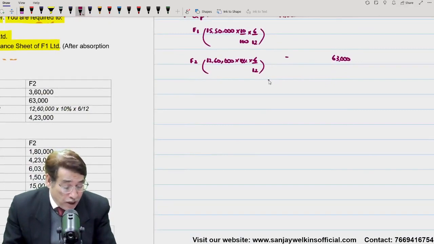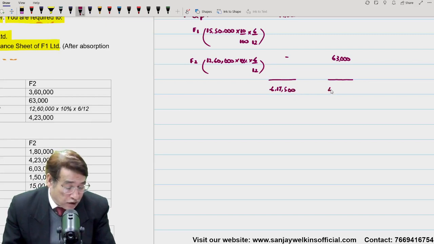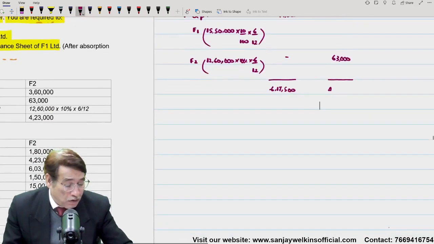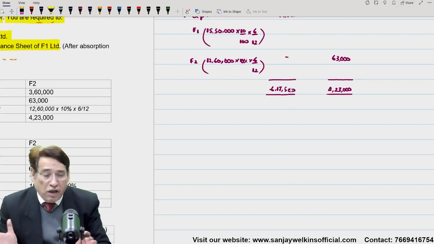Now I am going to add it. It will tell me the increase in cash, correct? 6,17,500 and 4,23,000. Increase in profit always means increase in cash, remember one. Is it clear to you?